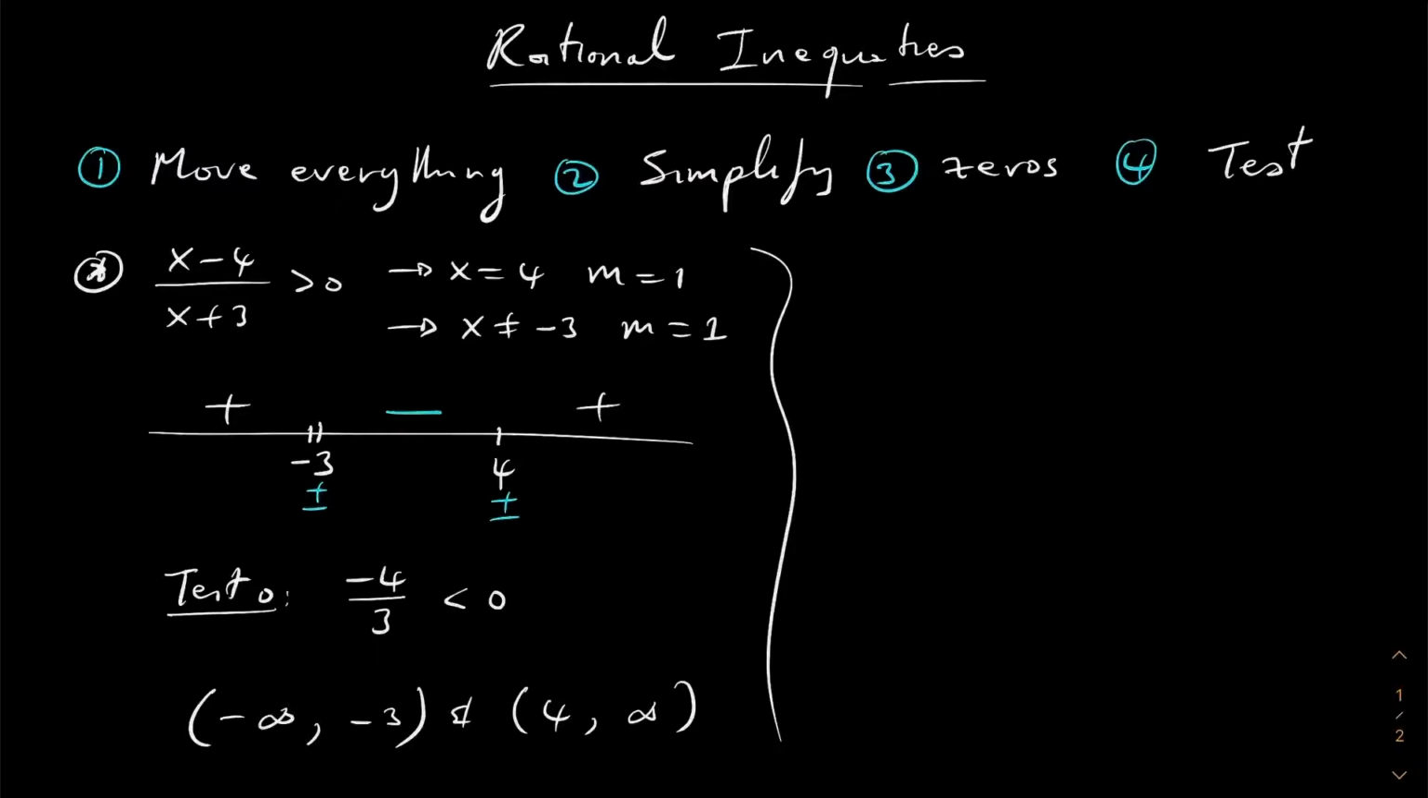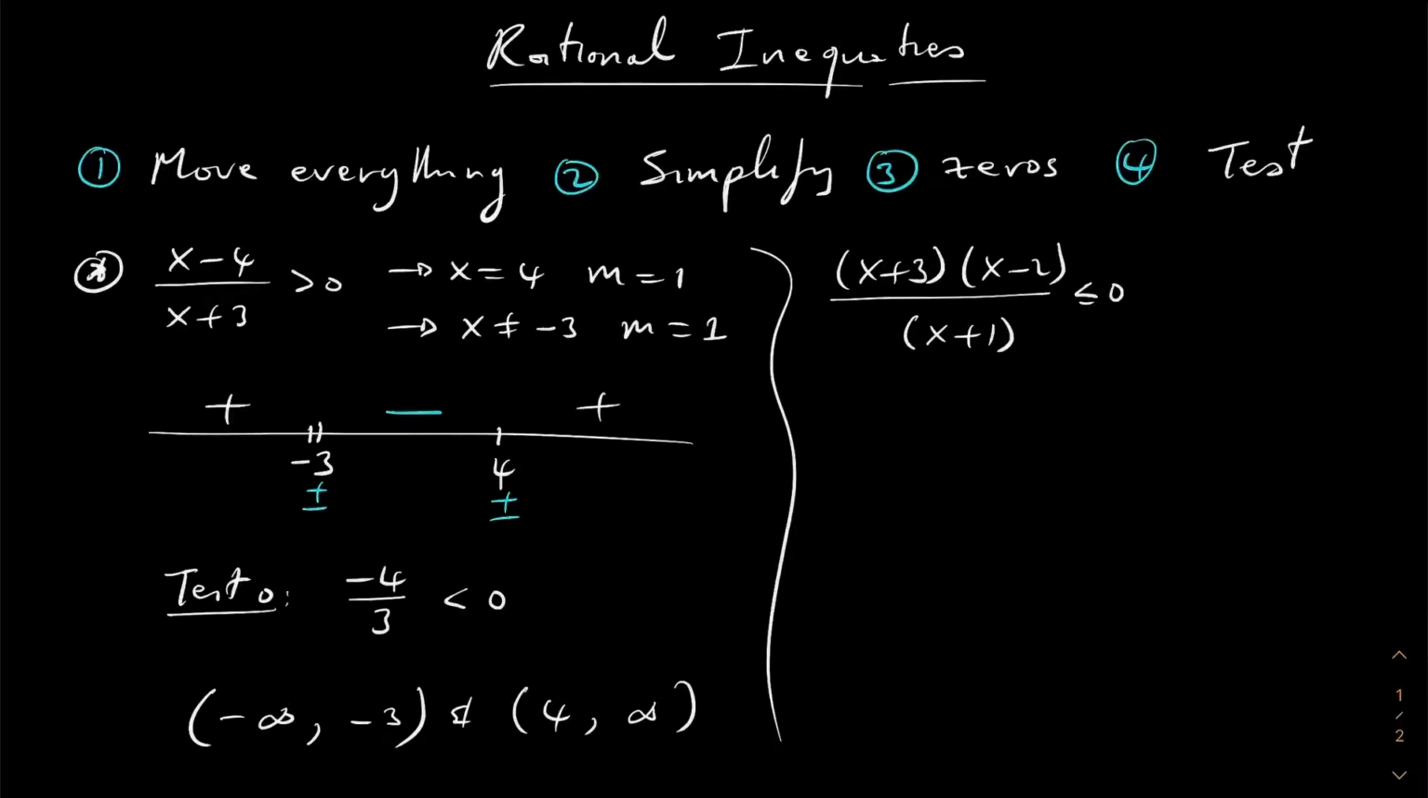All right, so let me give you a second example here. I'm going to have (x plus 3) in parentheses multiplied by (x minus 2) in parentheses divided by (x plus 1). And that's going to be less than or equal to 0. Okay, and so my first step is already done because everything is already moved on one side. And then my second step also is done because everything is already simplified here.